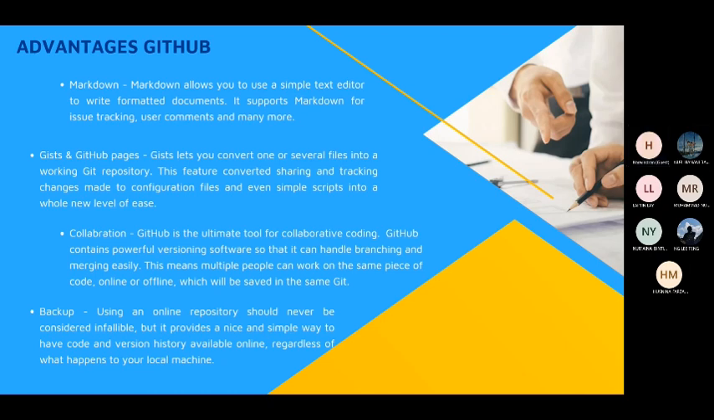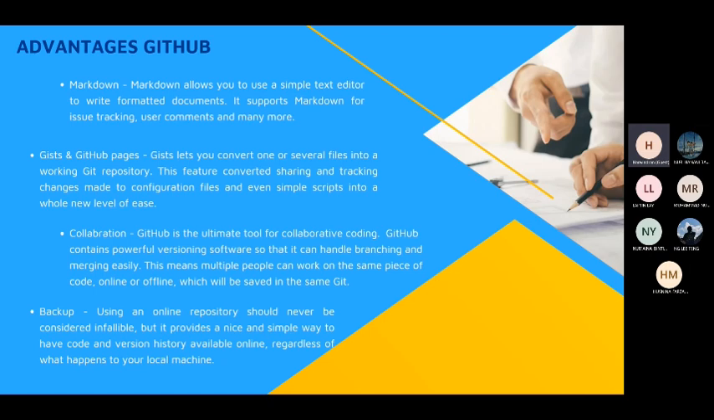of ease. Collaboration. GitHub is the ultimate tool for collaborative coding. GitHub contains powerful versioning software so that it can handle branching and merging easily. This means multiple people can work on the same piece of code, online or offline, which will be saved in the same Git. So once you save your project in GitHub, you and your team members can look into the project and make changes.